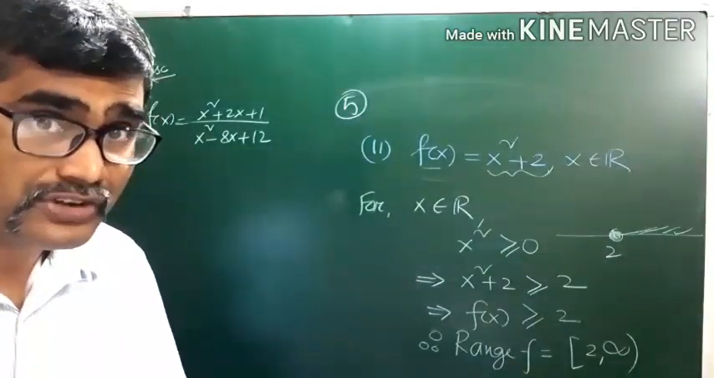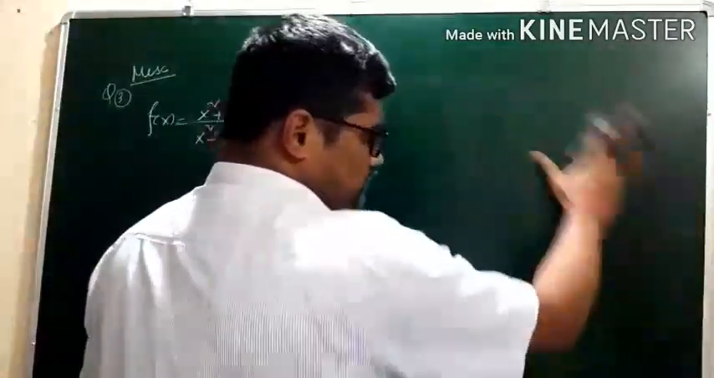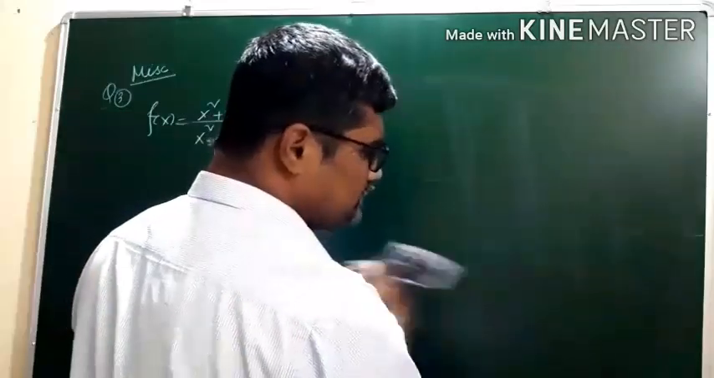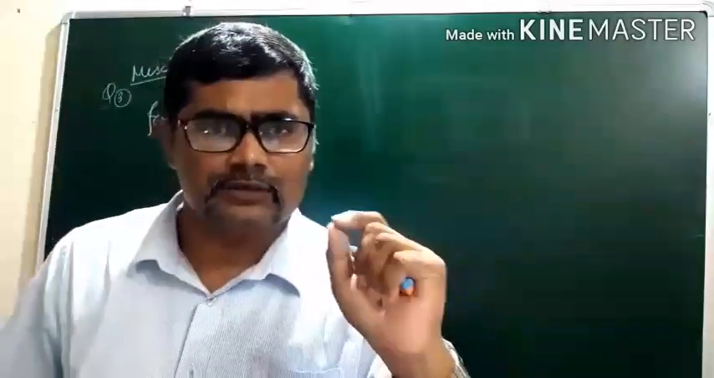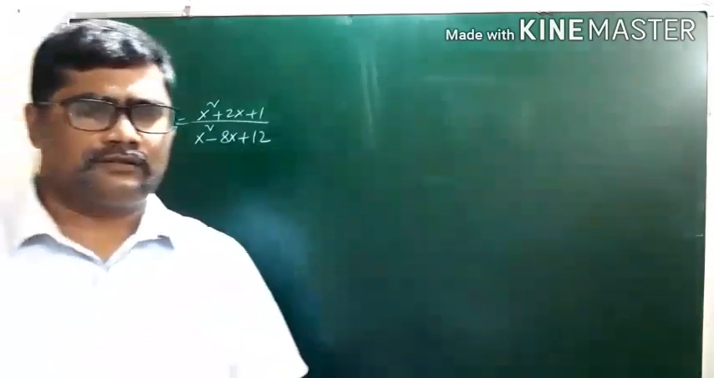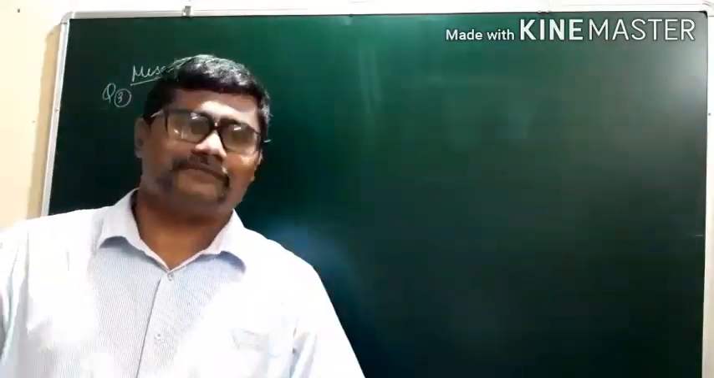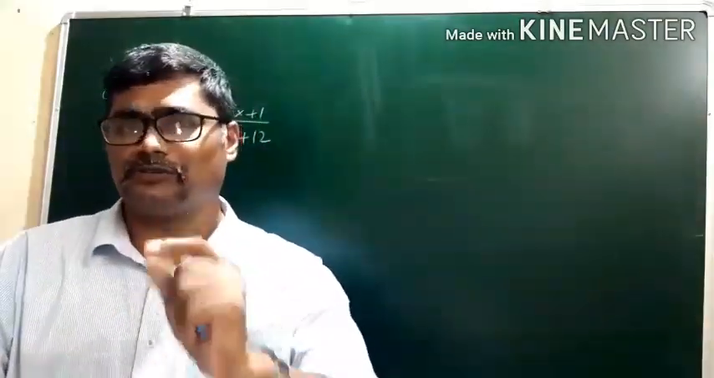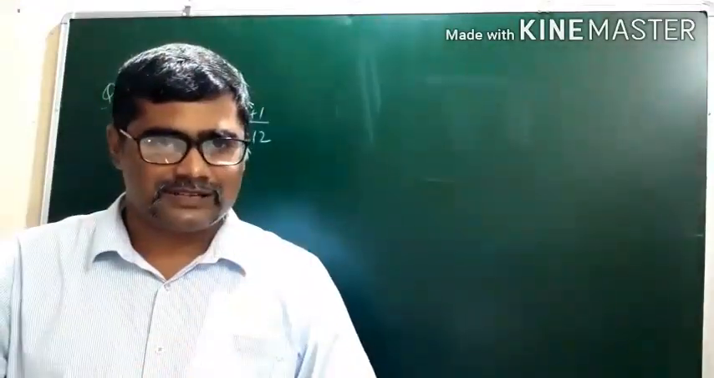Domain, remember it, not range. Domain you have to find. Domain means those values where the function is defined, where the function will have a finite real number as its value. A fraction is defined when the denominator, the one below, should not be equal to 0. Numerator, whatever it is, right? Infinity will not be accepted as a numerator.